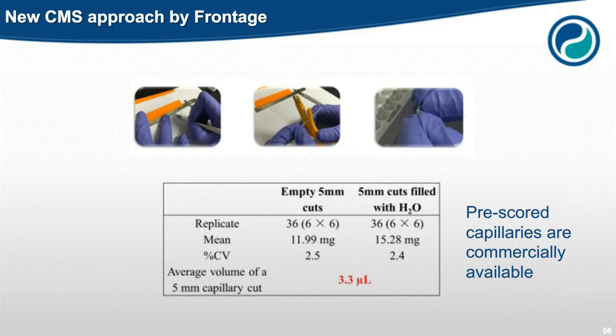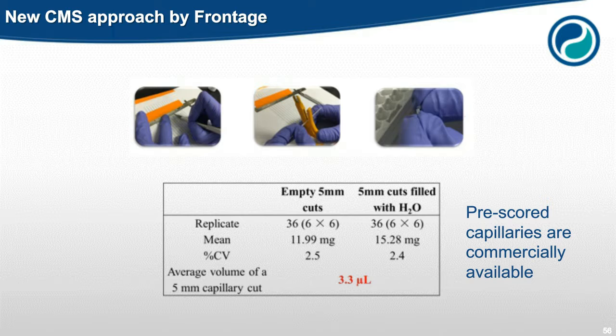So there might be a concern: how can we make sure that the pre-scored primary capillary tube can provide consistent volume for each small snap? This is just an example of how we measure the consistency. We use 36 replicates of these tubes, pre-score them, fill them with water, and measure the volume of each snap. And we can see this is very consistent. This is something we did in-house.